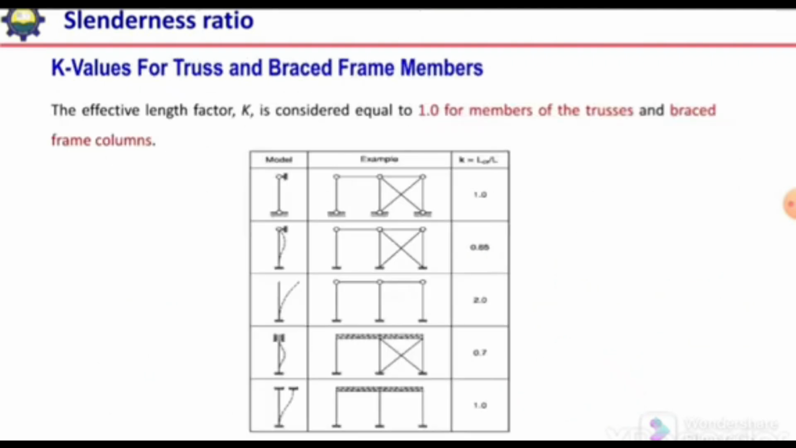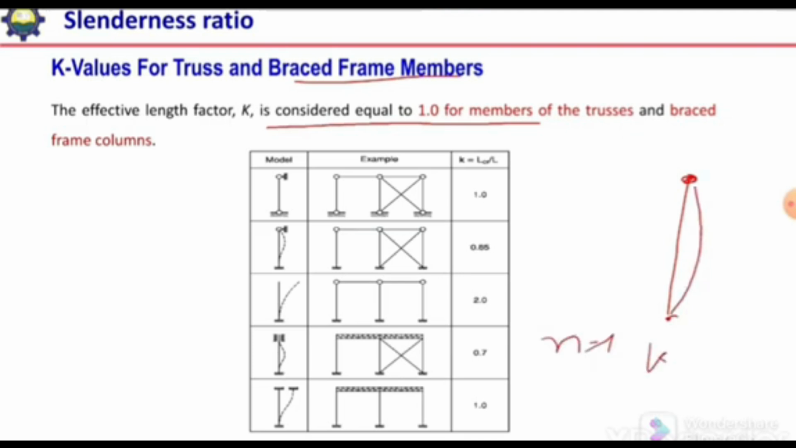Okay, so K value for truss or braced frame members. In case of truss members, the K value can be considered equal to 1, because in case of trusses we assume that our connections are pinned connections. So we consider the pin connection at the end of the member. So in that case we will have a curvature like this. So N will be equal to 1 and K will also be equal to 1. And in case of braced frame we can also consider its value equal to 1.